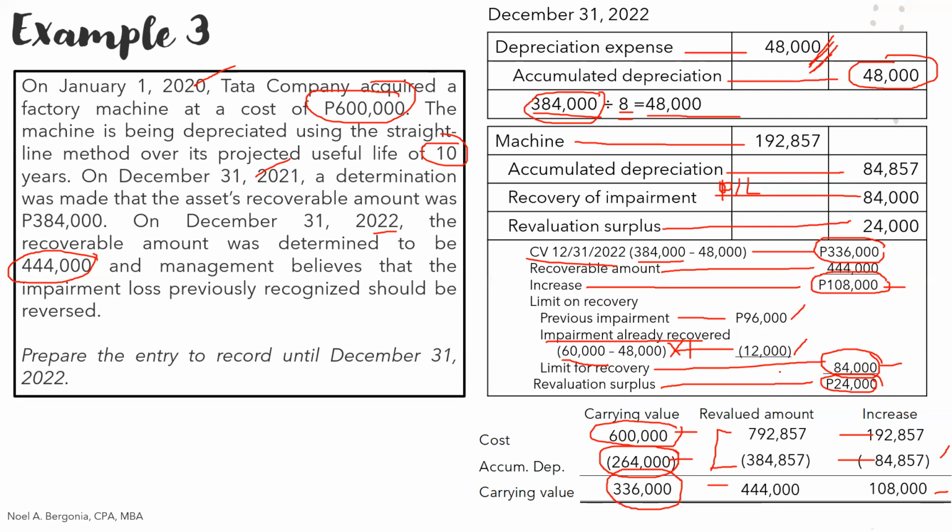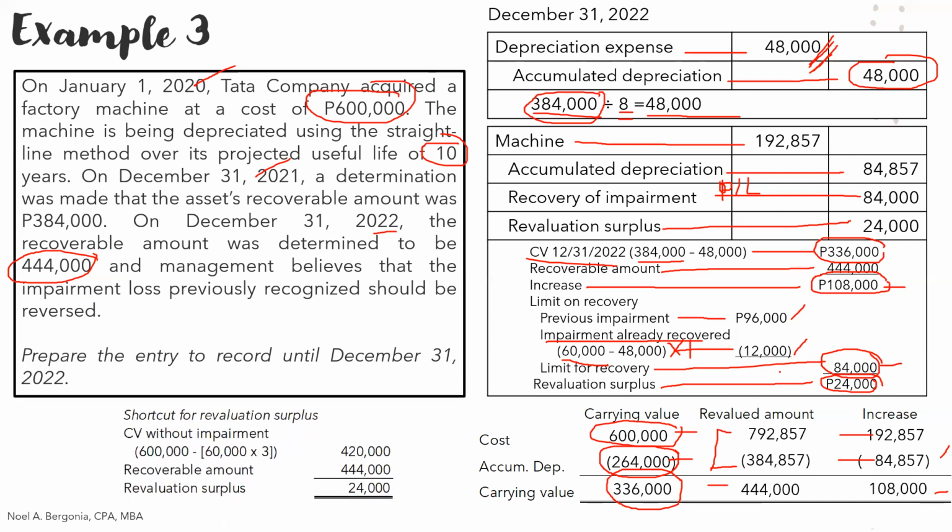Okay, so the shortcut is ito. So first, determine, no? Di ba kanina, sa gitna, merong nangyaring impairment. Okay, and then dito sa 2022, nagka-revaluation. So when we try to shortcut the computation of the revaluation surplus na 24,000, ang gagawin mo lang una is as if wala pong any impairment or revaluation. So nakita nyo dito that we have the carrying value without impairment.